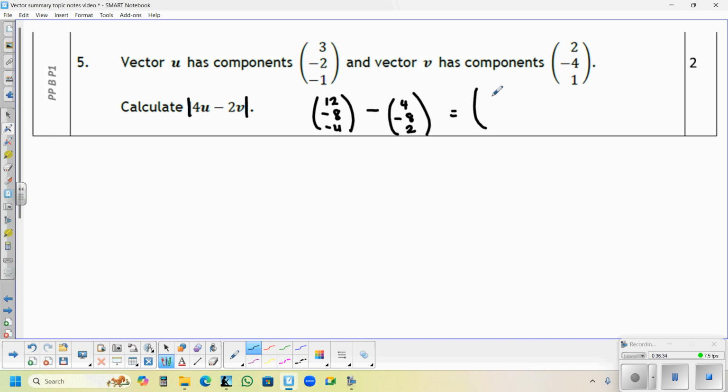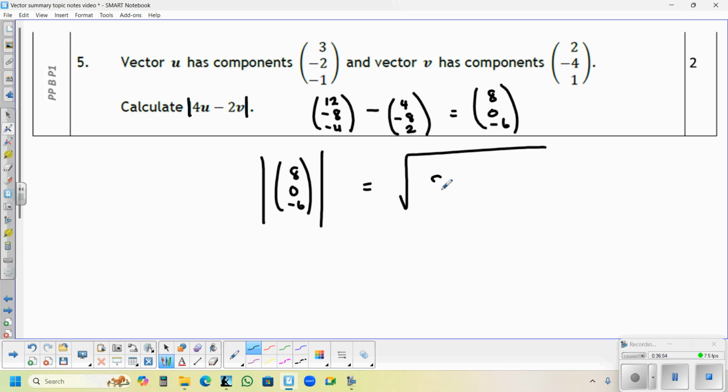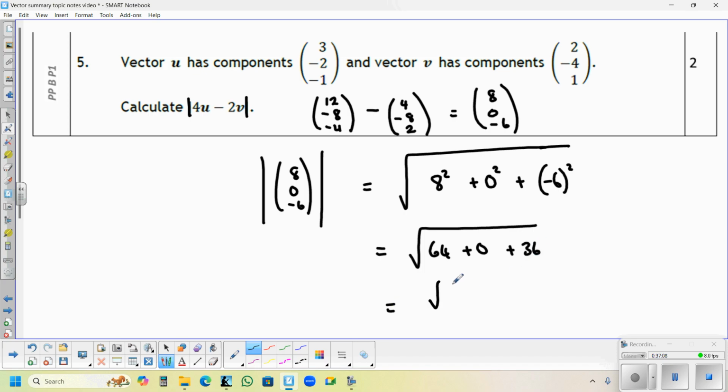Take them away. 12 take away 4 is 8. 8 take away negative 8 is the same as negative 8 plus 8, which is 0. And negative 4 minus 2 is negative 6. Now we want the magnitude. So the magnitude of that vector, 8, 0, negative 6. We just learn what it is. It's the square root of 8 squared plus 0 squared plus, in a bracket, negative 6 squared. And that gives me the square root of 64 plus 0 plus 36. That gives me the square root of 100, and the square root of 100 we know is 10. So these questions are dead easy.